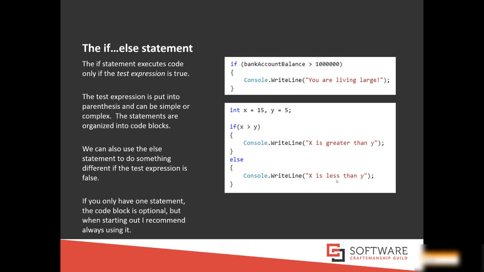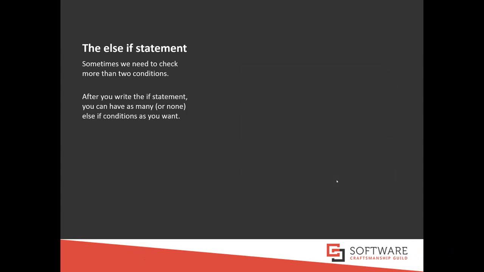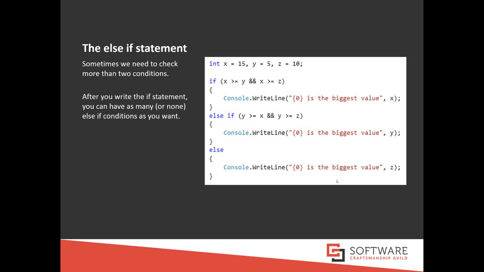If you only have one statement in your code block, you actually don't have to put the curly braces. But since you're just starting out, I recommend that beginners always put the curly braces no matter what. There's another combination called else if. Sometimes two conditions isn't enough. Sometimes we need to check more than that. So after you write your if statement, you can have as many or none else if conditions that you want. And here's an example of that.